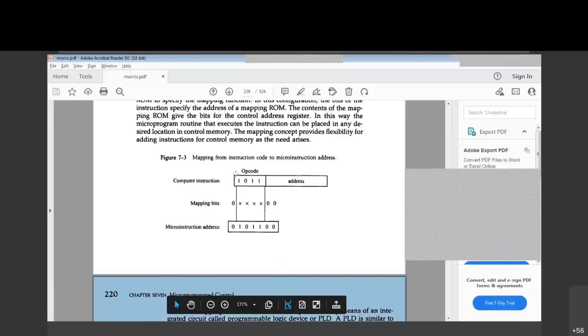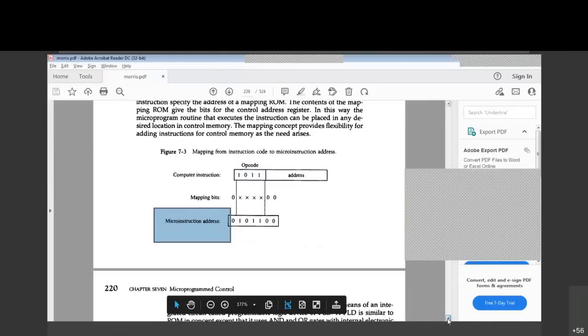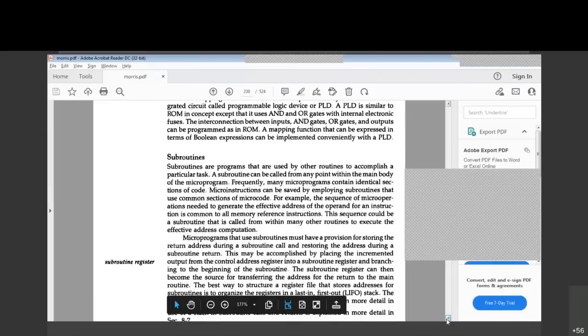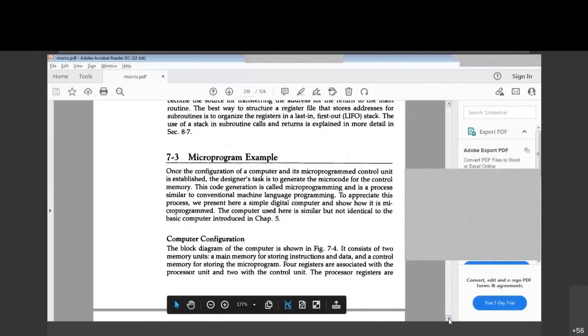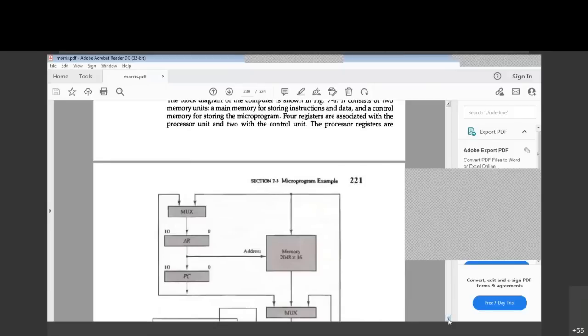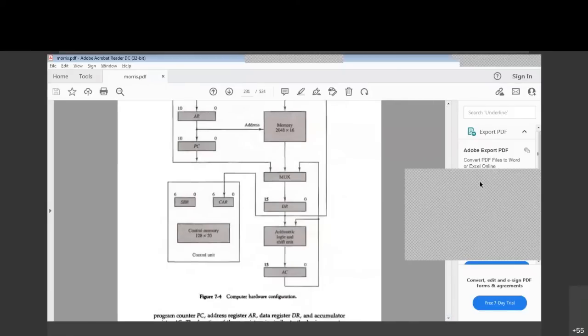So 1011 is directly transferred and behind it 0 and 0, and this becomes a micro instruction address. Okay, it is of 7 bits. Ahead we will see, I'll show you why 7 bits. Is this clear? Addressing part clear? I'm explaining the 7 bits now, okay? Why is it of 7 bits? And we'll see the microprogram example.